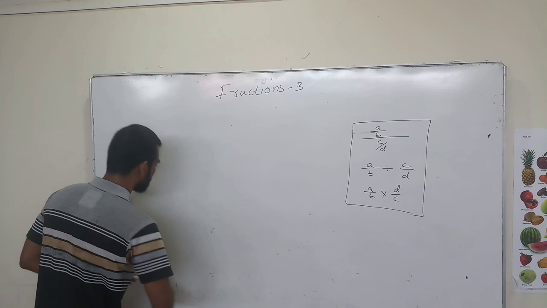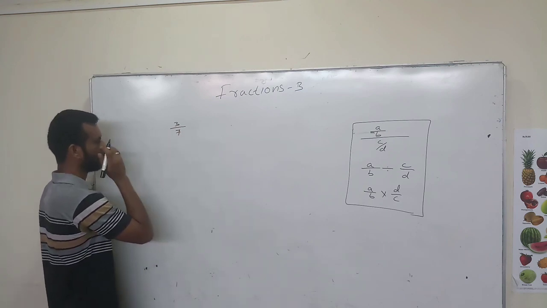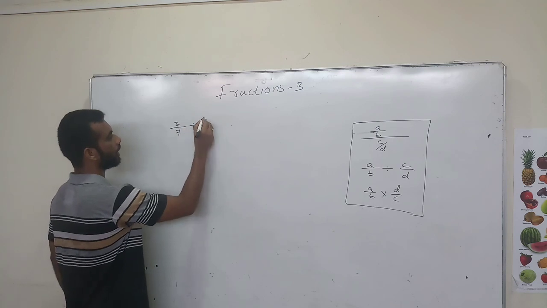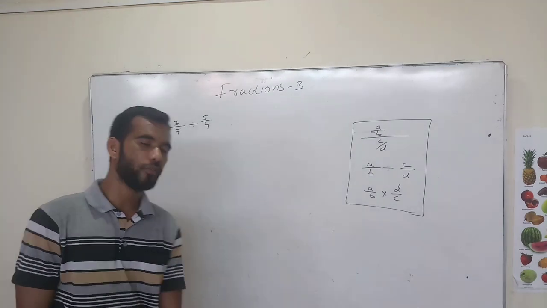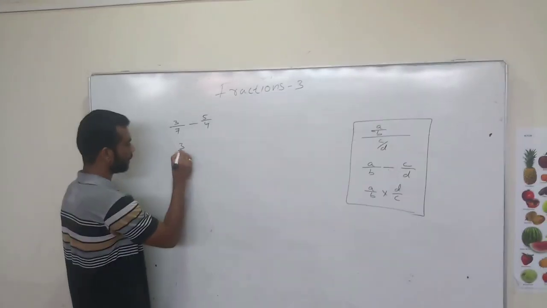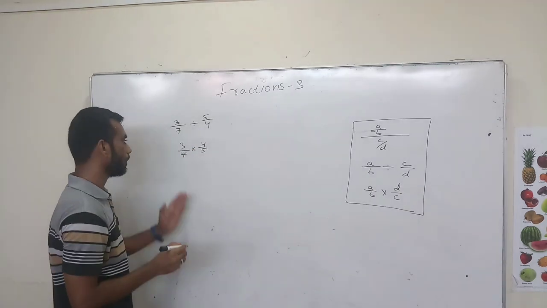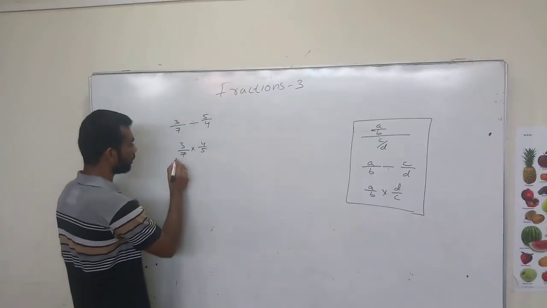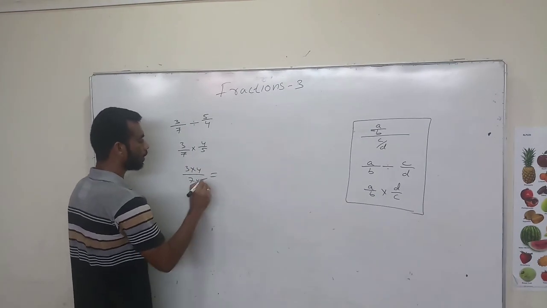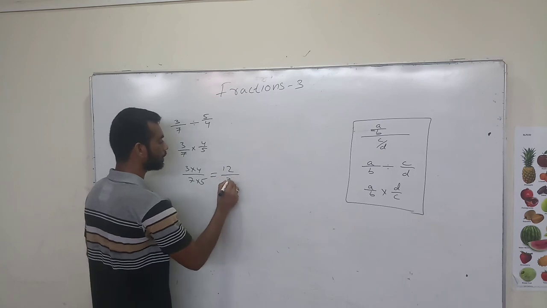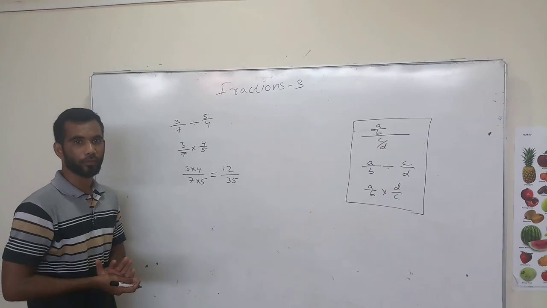Now we will go for the division. 3 by 7 divided by 5 by 4. That is 3 by 7 into 4 by 5. Now 3 into 4 by 7 into 5. 3 4s are 12, 7 5s are 35.